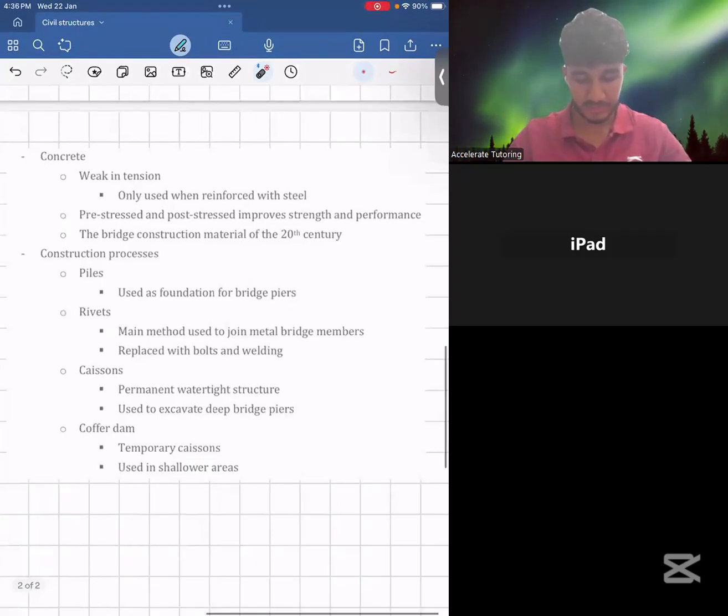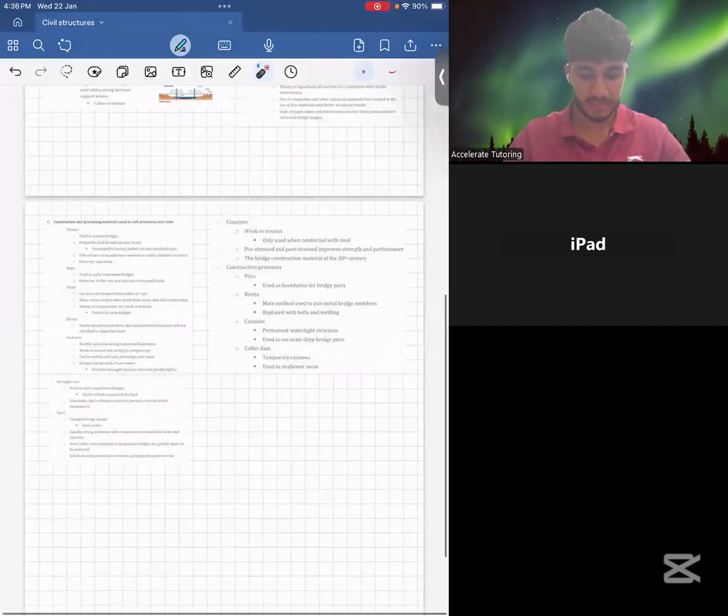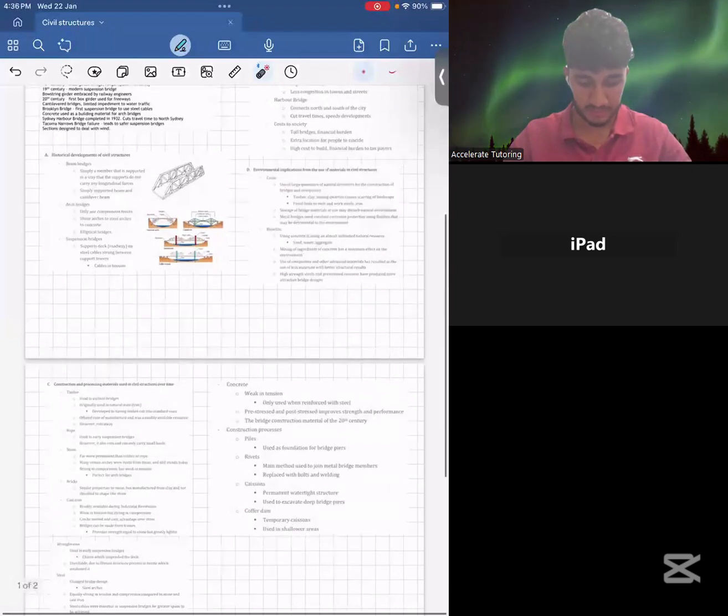In regards to construction processes, piles were used as a foundation for bridge pillars. Rivets, the main method used to join metal bridge members, were replaced with bolts and welding. Bolts and welding were a key reason for corrosion to happen at those points. So again, engineers considered this and resulted in rivets instead. Caissons are permanent watertight structures used to excavate deep bridge piers, and then a coffer dam is just an example of temporary caissons used in shallower areas. So those are the key material developments over time.